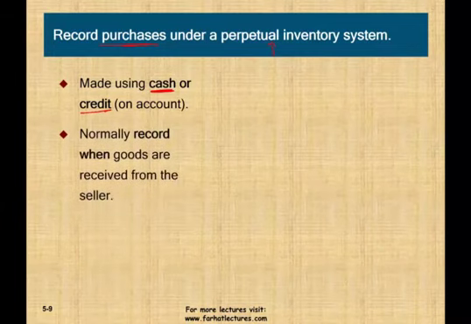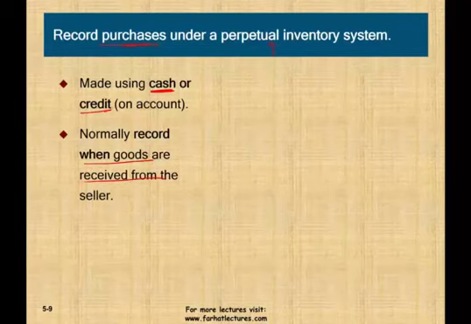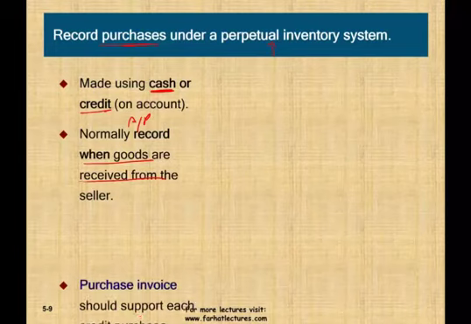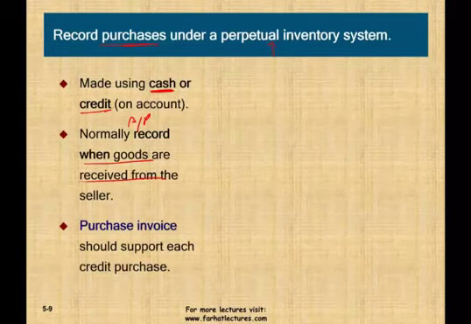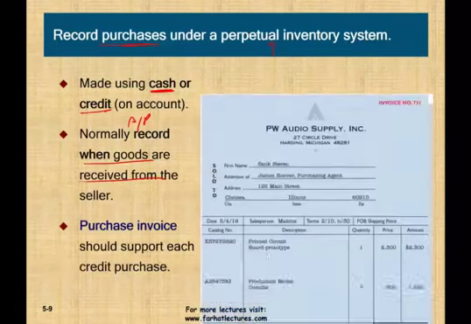Okay? Normally, you would record the accounts payable when goods are received. So when do you record the payable? When does the accounts payable go on the books? If you buy something, once you receive it, it goes on the books. And a purchase invoice should support each credit purchase. So every time you make a purchase, you should have some type of source document.